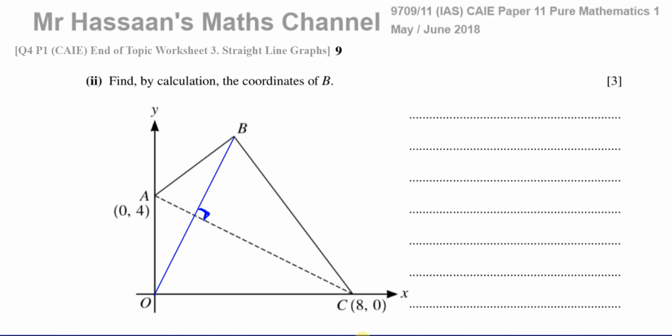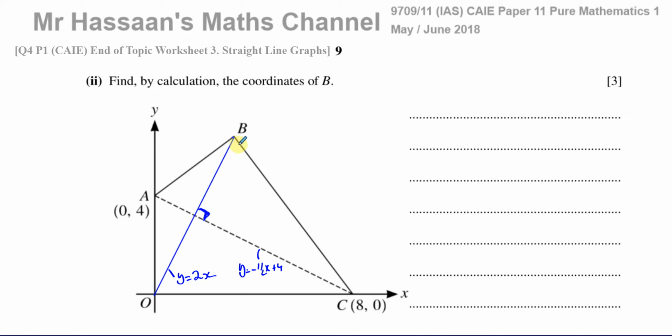Now for part 2. Part B tells us to find by calculation the coordinates of point B. So part 2, find the coordinates of point B. Now we just found that this line is y equals negative a half x plus 4, and this line has equation y equals 2x. So we found those pieces of information. Now, to find the coordinates of the point B, what we can do here is the following.